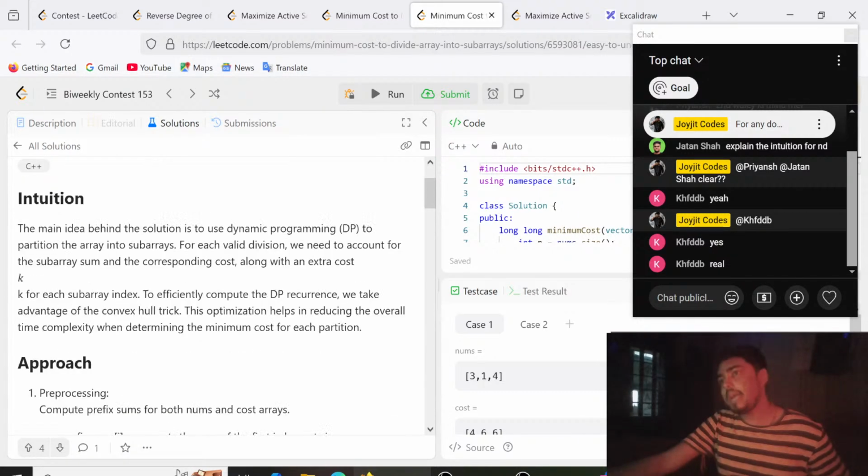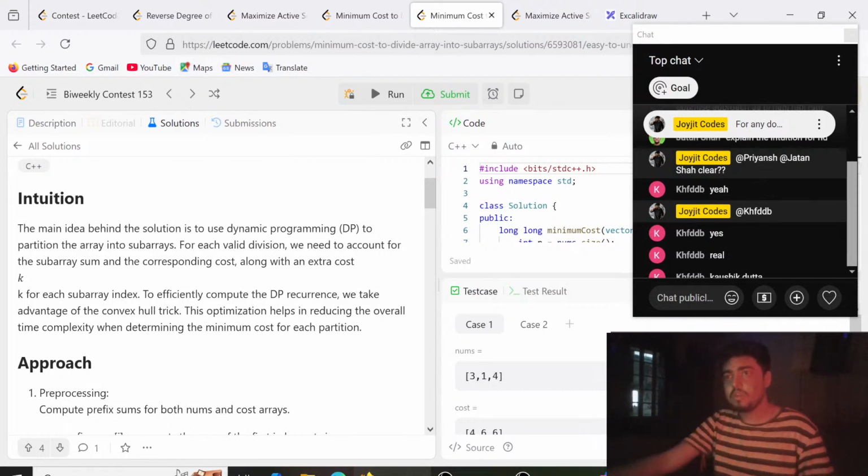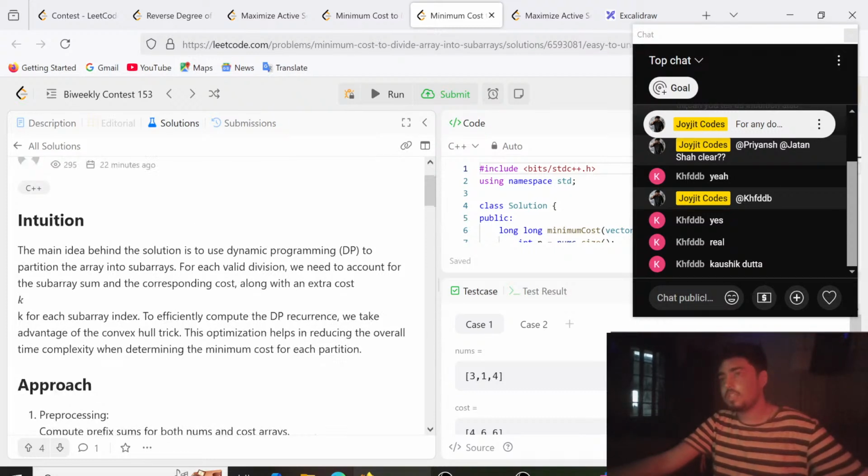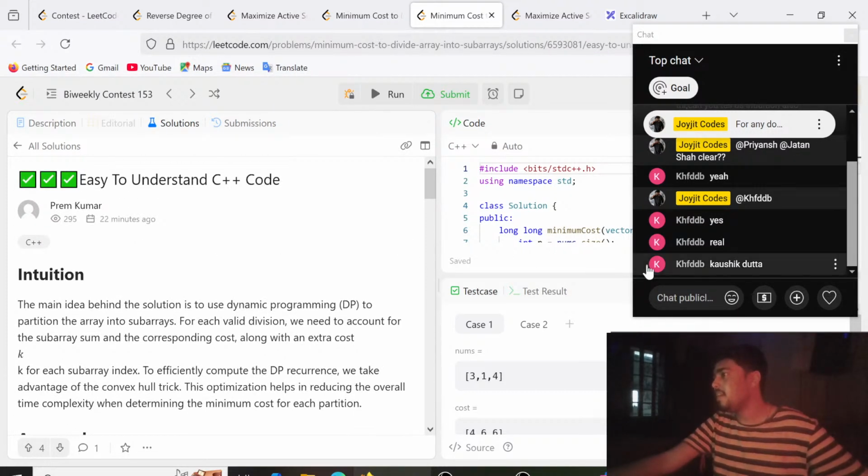Intuition. The main idea behind the solution is... Obviously, it is a DP problem, so yeah, it is a DP problem, to partition the arrays into possible subarrays.